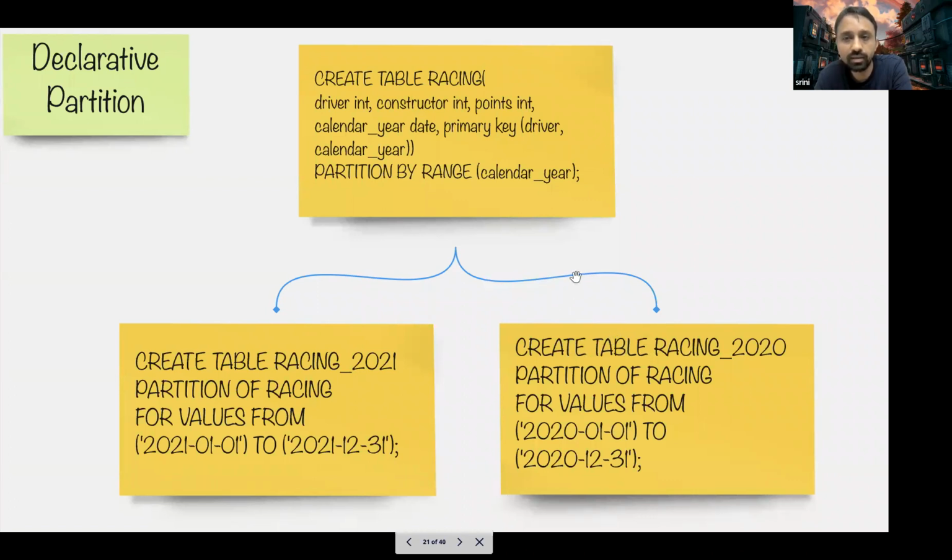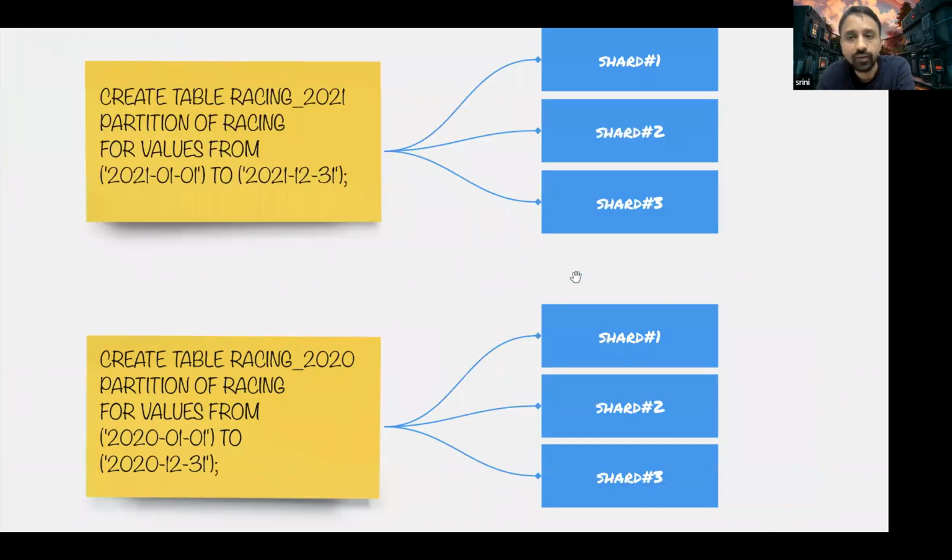So this is at the API level, right? At the API level, we have defined a table named racing, and then racing has been partitioned by range based on this calendar year into 2 different tables, right? Racing 2021 and racing 2020, right? And when it comes to Yugabyte, again, the same technique applies, right?